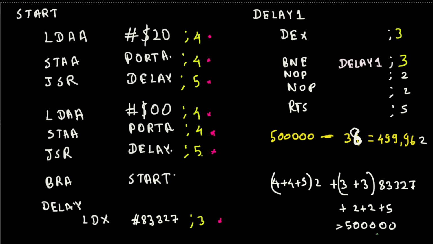Let me do that first so I don't make a mistake. 6 times 83,327, that is 499,988. Okay, let me double check it. 6 times 83,327. Okay, 499,962.